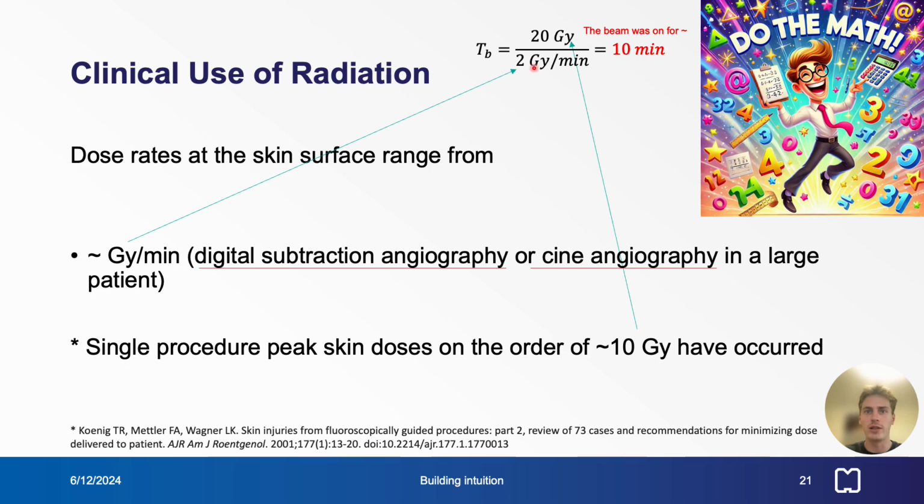So dividing the dose by dose rate, we can get roughly the time that the beam was on. And in this case, the beam would have been on for about 10 minutes with the patient in its path. It is important to note that these procedures actually last for hours. But to conserve radiation dose and to avoid as much as possible skin effects in patients, the beam is only turned on when imaging is needed to guide the interventionalists.